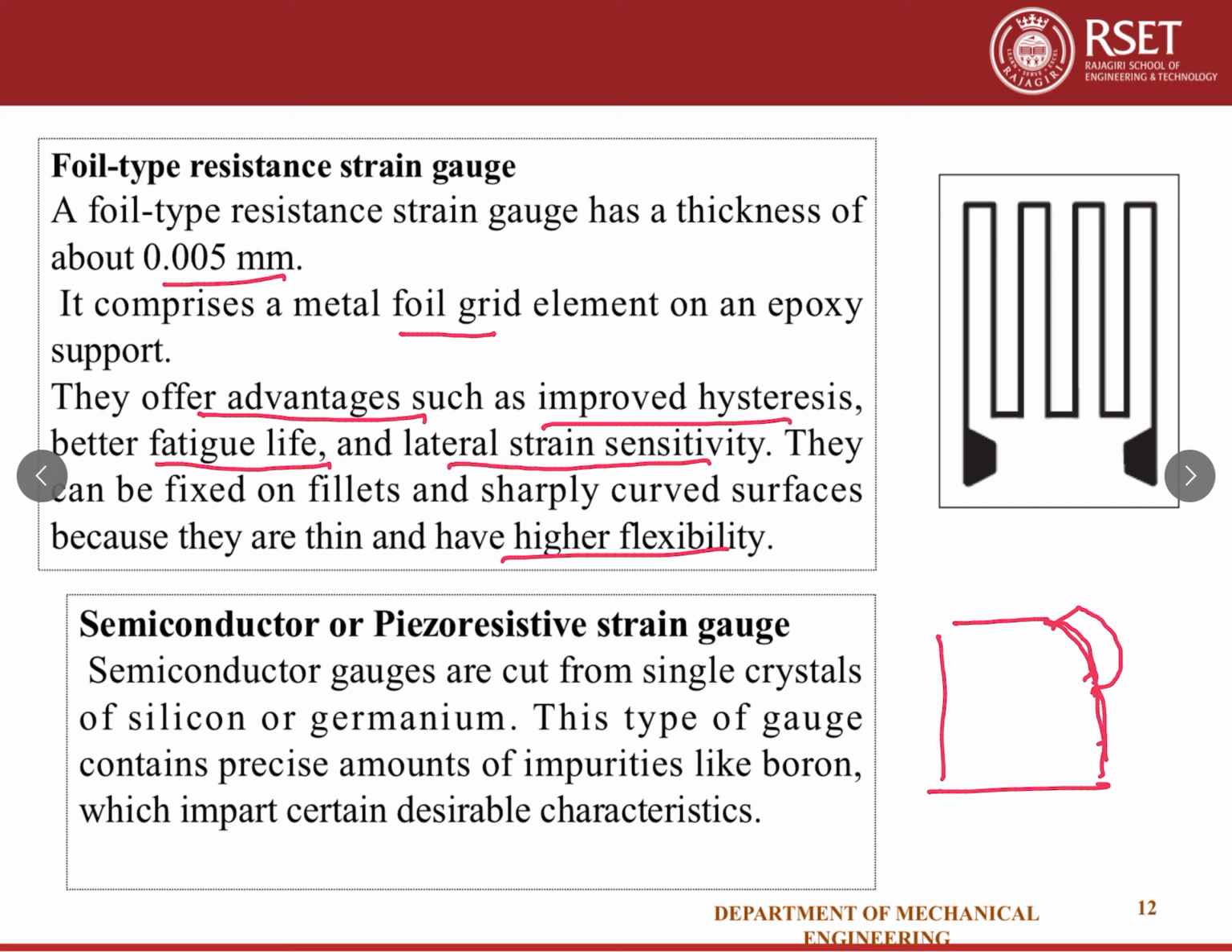Semiconductor or piezo-resistive strain gauges are certain strain gauges which consist of silicon or germanium and contain precise amounts of impurities like boron, which impart certain desirable characteristics. That is the semiconductor or piezo-resistive strain gauge. So we have seen three types of resistance strain gauges. One is wire type, second is foil type, third one is semiconductor or piezo-resistive strain gauges.